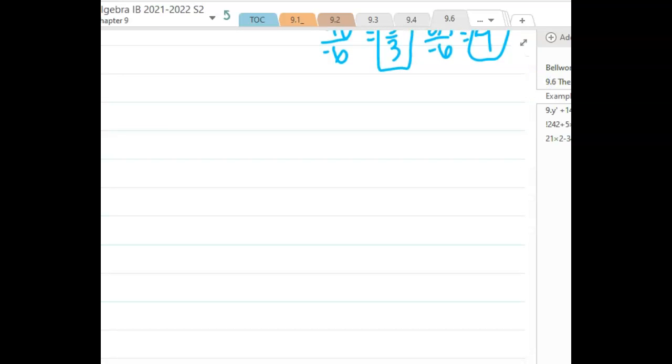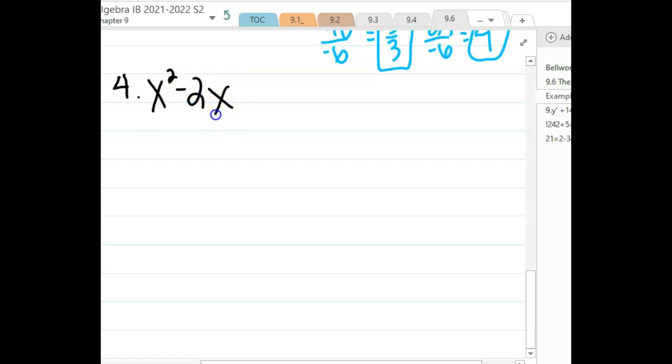So similar to the ones yesterday, except we had to do a little bit of rearranging. Okay, let's try another one. So this would be number 4. Number 4 says x squared minus 2x minus 2 equals 0.